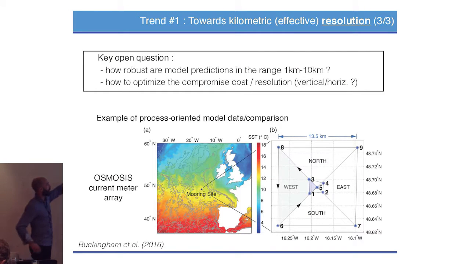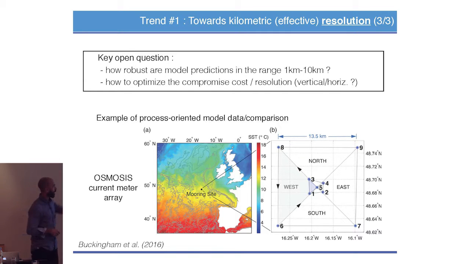Now, if you want to go that way, obviously you need to first, I guess, identify some open questions. And from my perspective, there are two of them. How robust are the model predictions in this range of 1 to 10 kilometer scales? I don't know. How do you optimize or make this compromise between cost and your ability to resolve the dynamics? How do you choose your grid, your vertical and horizontal grid?